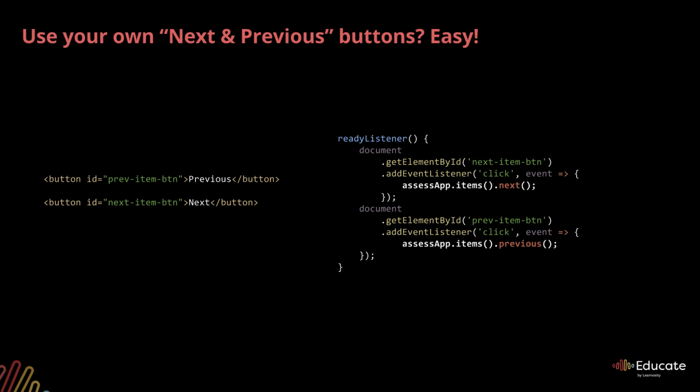And on the right-hand side, inside the ready listener, that's important. Everything you need to be running from inside the ready listener. We can just target the element, set up a click event as a listener, and then call assessapp.items.next or previous. So a pretty simple example on how you can combine all these things to really make the application do what you want it to do.